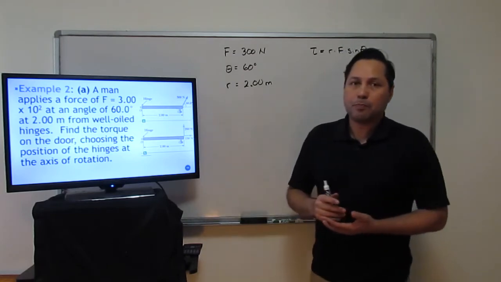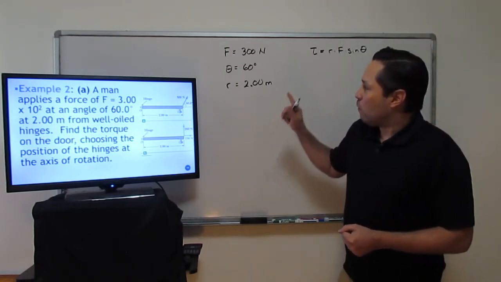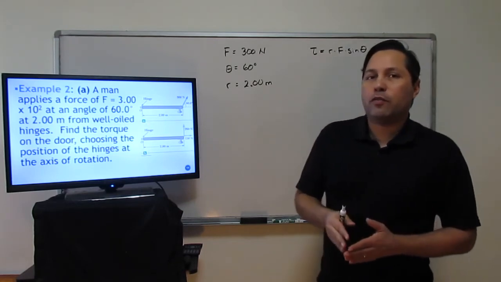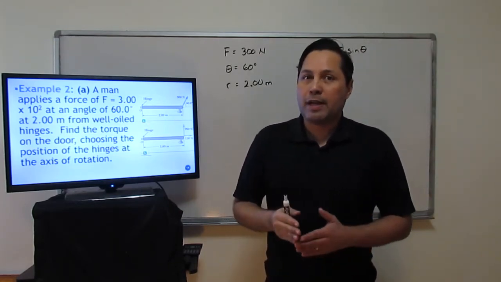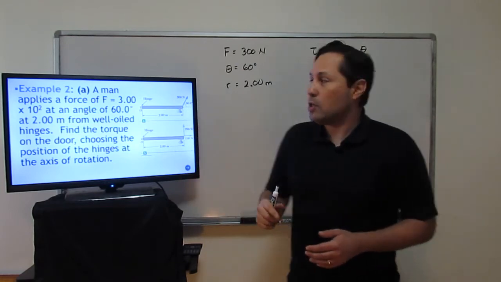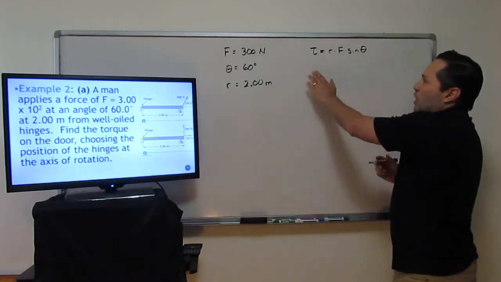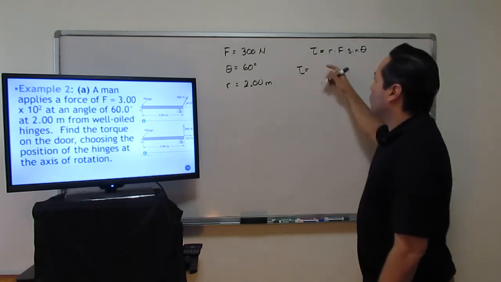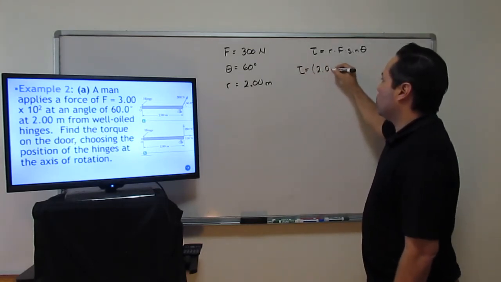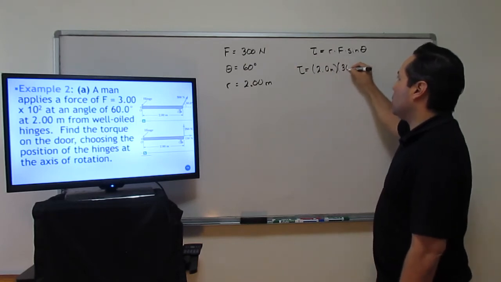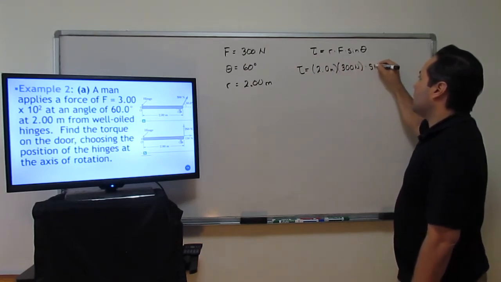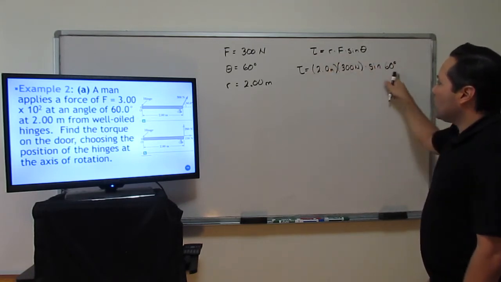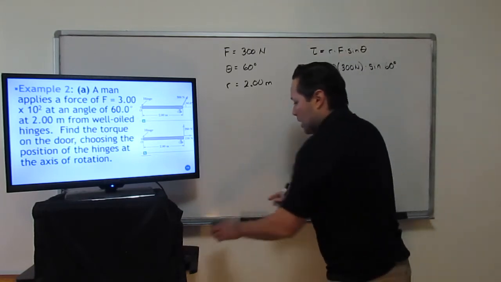So that's part A. So what we're going to do is use this formula now, because the man's not applying the force perpendicular, so he's applying it at an angle. The angle is 60 degrees. So now that goes right here. So all we got to do is substitute the numbers in to get the torque exerted by the man, where the R is how far he's exerting it at 2 meters. The force he's exerting is 300 newtons, multiplied times sine of the angle he's exerting the force at, 60 degrees, and that's going to give us the answer for what is the torque.